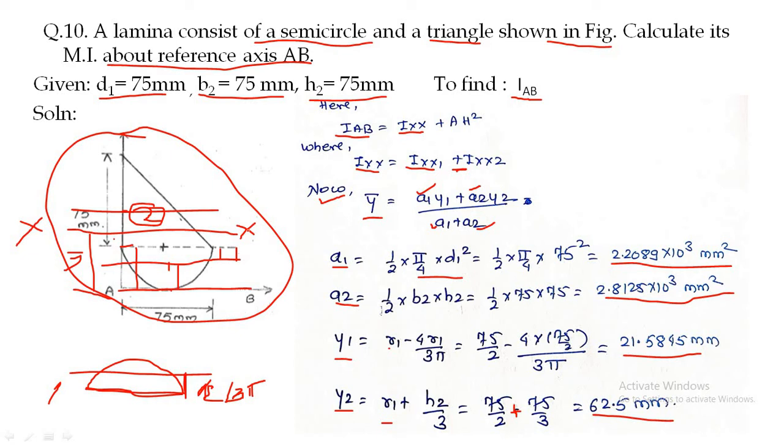Let me repeat once again what I just said. IXX1 is the moment of inertia of this semicircle, our first plane, about the horizontal central axis of the whole plane. As you can see over here, this XX is parallel to this line. So what is this horizontal line?